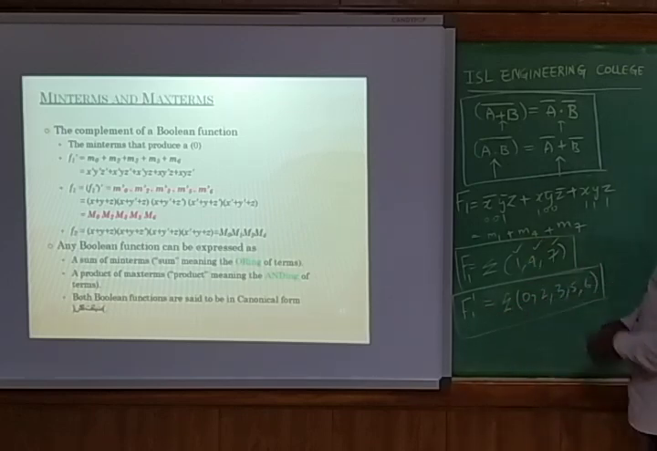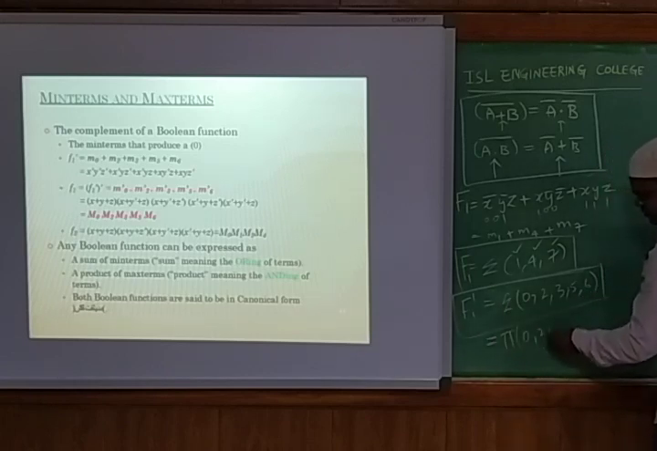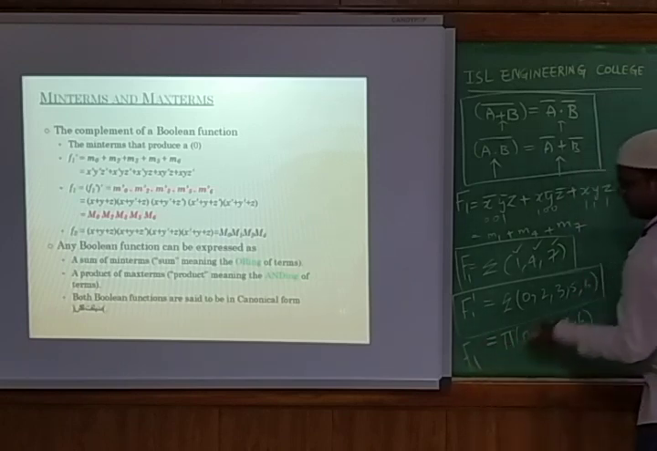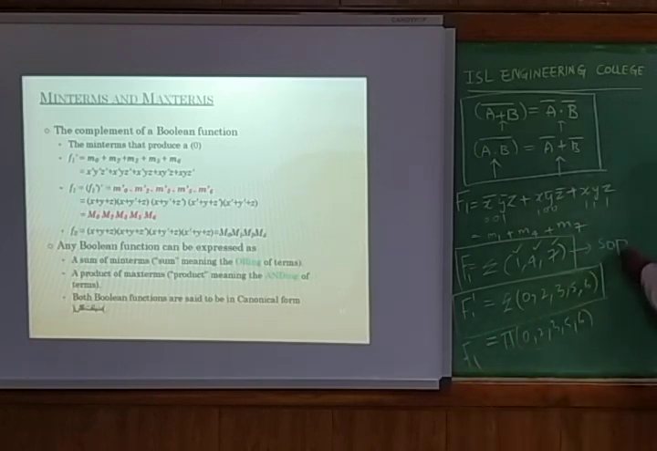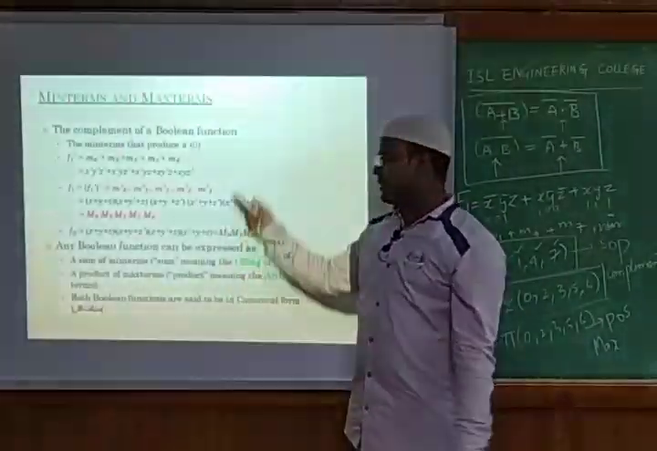This sum term, if you want to write it in terms of product, they'll write pi of 0, 2, 3, 5, 6. So they can ask you to write this SOP as POS. We'll write it like this, or minterm into maxterm, we'll represent it like this, or they'll ask you to write the complement. So this is the way we'll mention your function F1 in terms of all these things. That's how they did some problems.